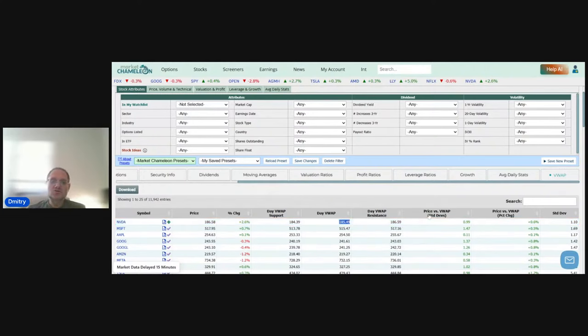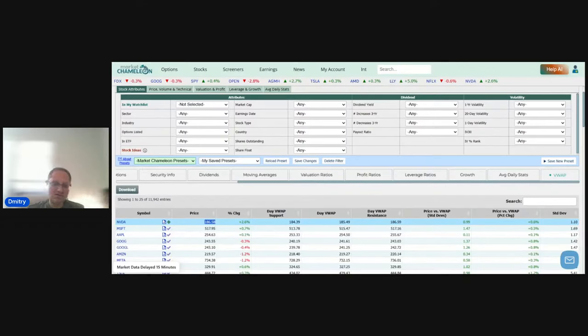You can see that the VWAP price was $185.49 for NVIDIA, and the current price is $186.58. So it is above the VWAP, right? It drifted higher.